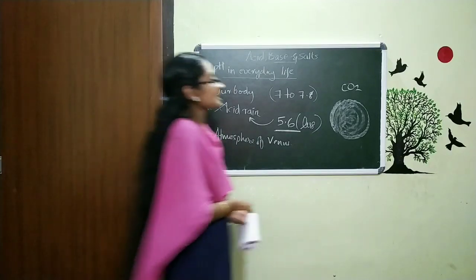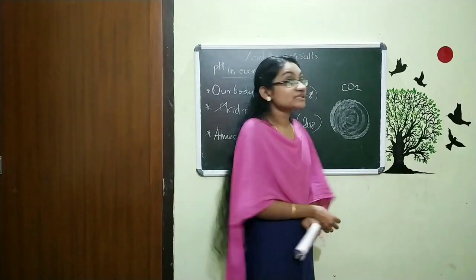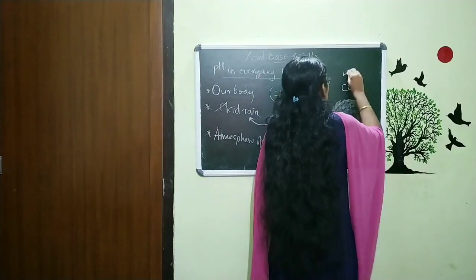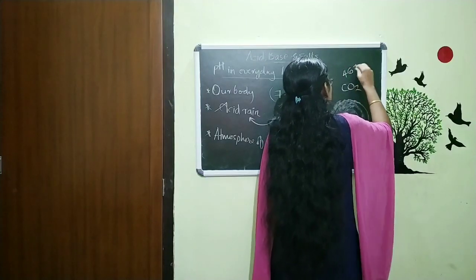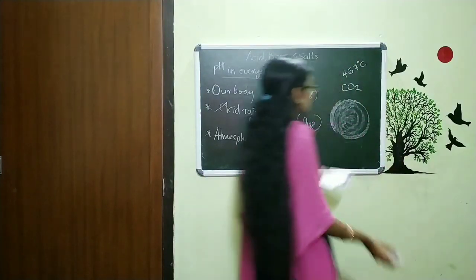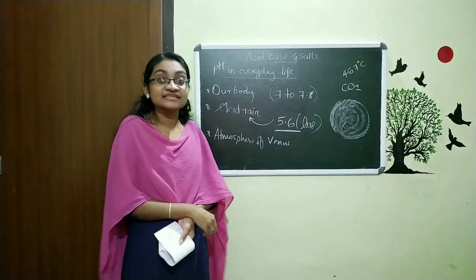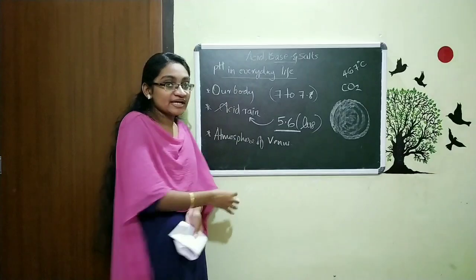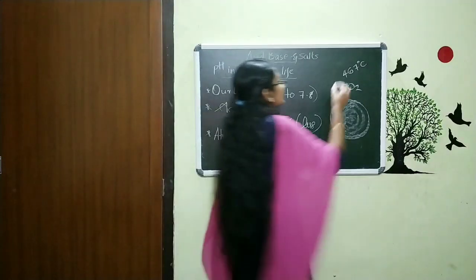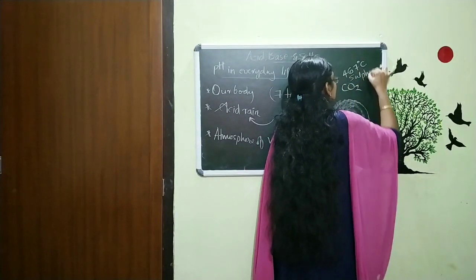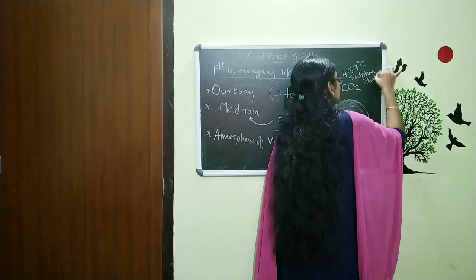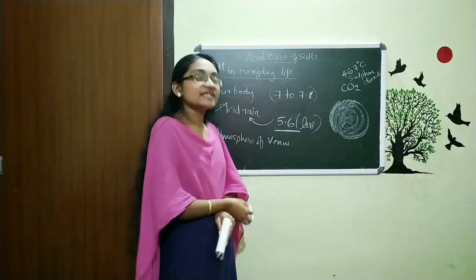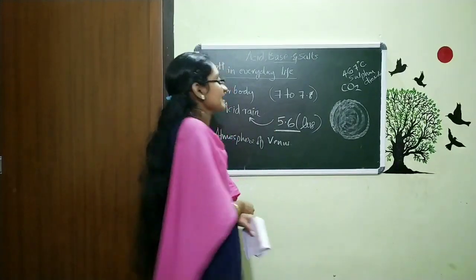This carbon dioxide is there with a higher temperature. Higher temperature means not a simple value. It is about 467 degrees Celsius. At this high temperature, this carbon dioxide and the sulfur dioxide react, and finally form sulfuric acid.